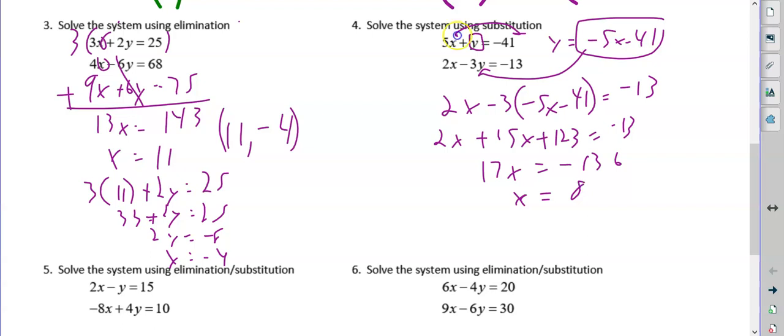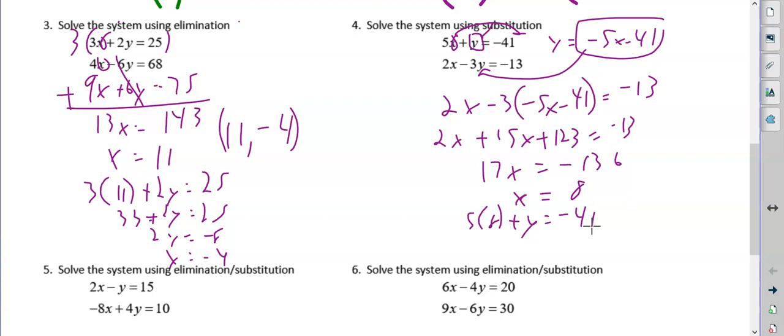Now I'm going to plop it into this one because there's nothing to do with the y once I do it. So 5 times 8 plus y equals negative 41. It would not have been bad or wrong to put in the other one, but then I'd have an extra step of dividing by negative 3. So why create the work?